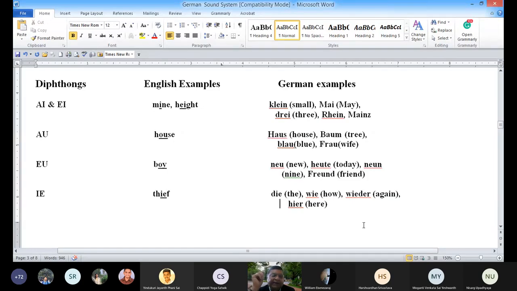And IE is double E, long E. So like chief or thief of English. So you have to bring the E sound. So here you'll pronounce DIE. So DI is D, V, Wieder, and here. So please remember, you will make a very common mistake while pronouncing these words. DIE, very often you will pronounce die, which is not correct.